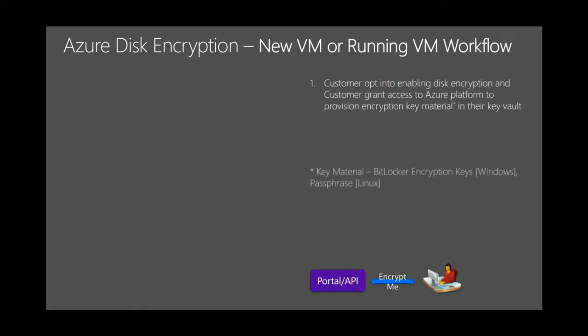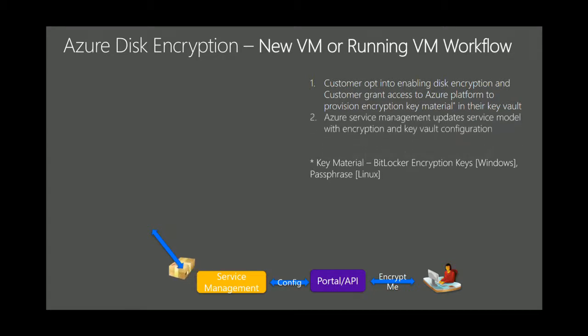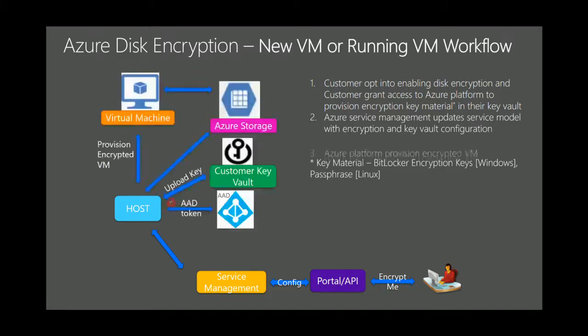So what's happening here? The customer is basically agreeing to encryption by providing their key material. So for a Windows VM, that would be a BitLocker key. And then, of course, in the Linux case, it's going to be a passphrase. Then the Azure Service Management is going to go ahead and update the service model with the encryption and Key Vault information when it's implemented up to the host. And then at that point, that key will be stored in a Key Vault, which has separate access than the actual VM and Azure storage does.